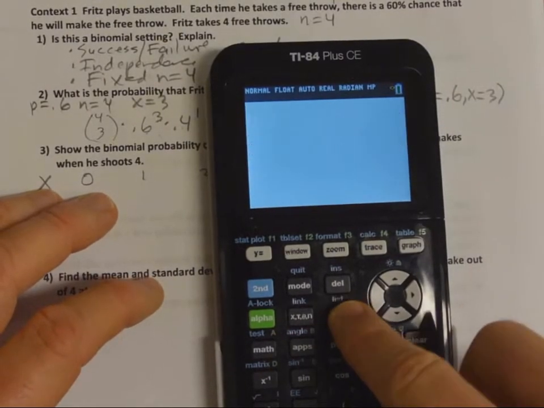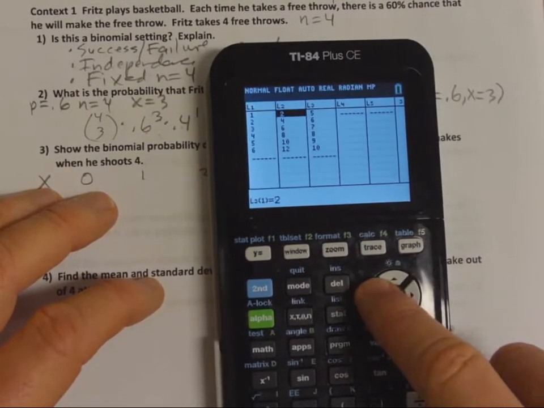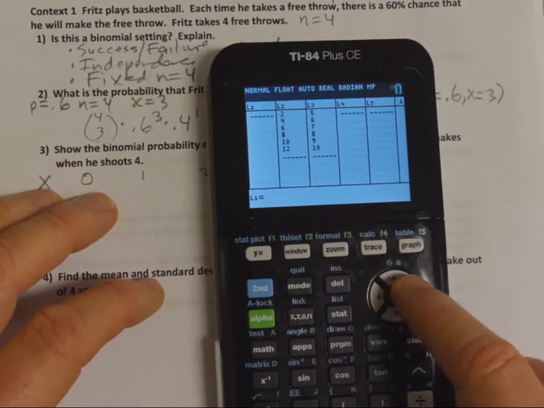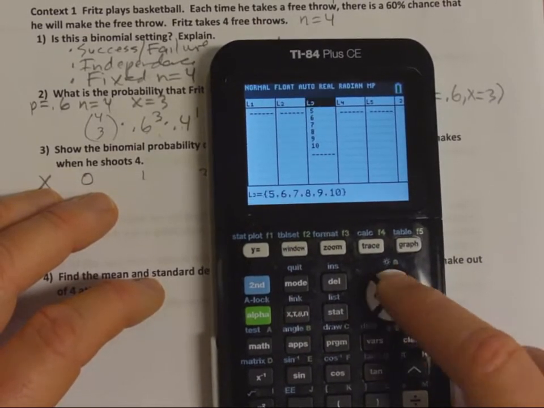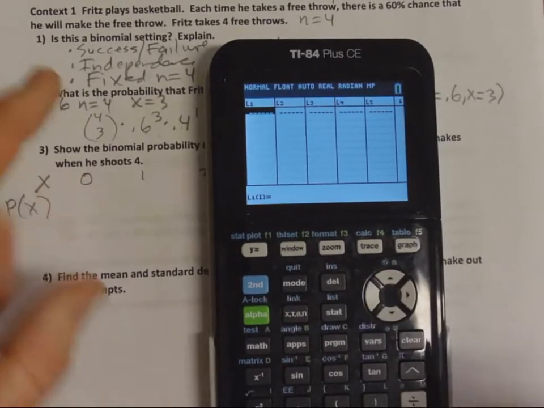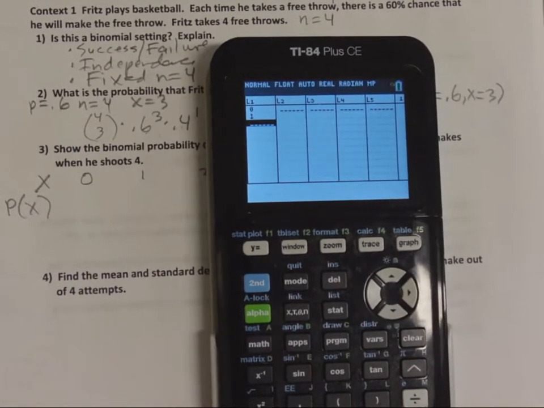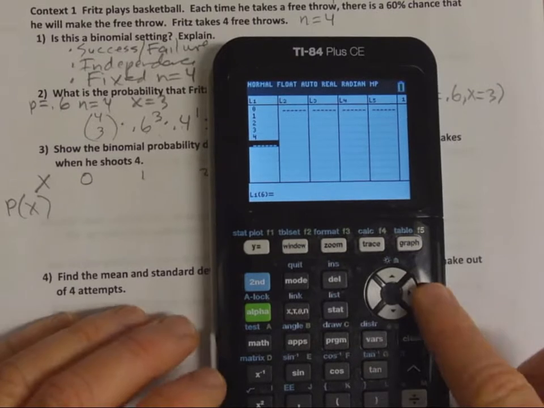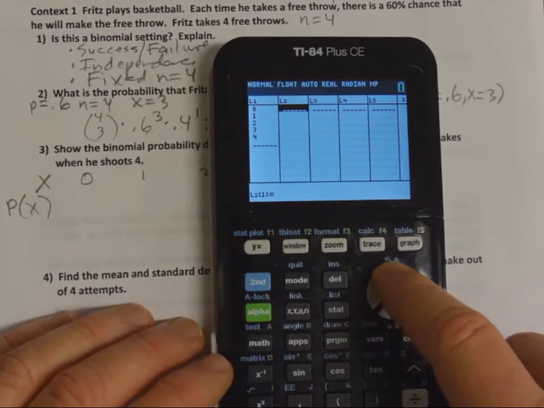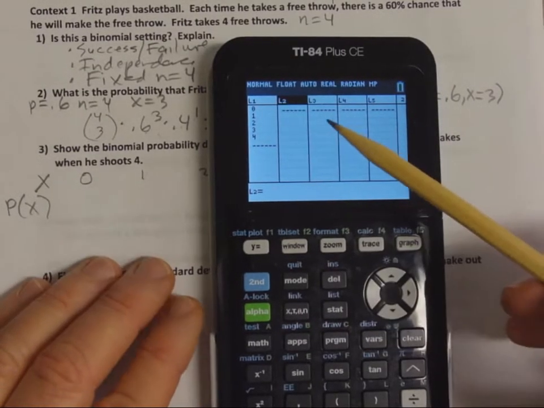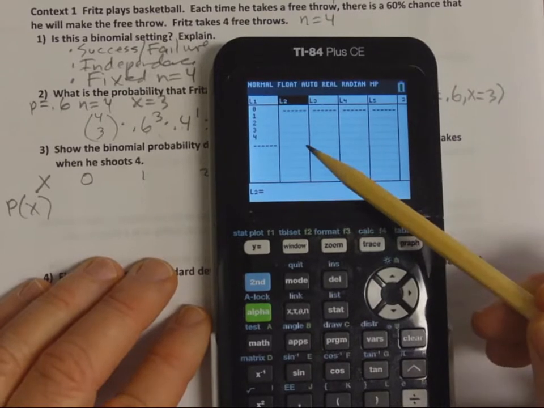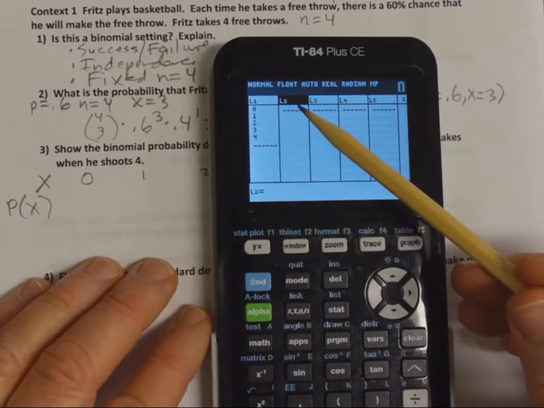So I'm going to go to my list. I'm going to go Stat and Edit. Let me clear all this stuff out by hitting clear and down arrow on the top of the list, like that. And so I'm going to put all my possible x values in list 1, 0, 1, 2, 3, and 4. All right, and then I'm going to highlight the top of list 2, and I'm going to put the binomial probabilities in list 2. So I highlight the top of list 2.